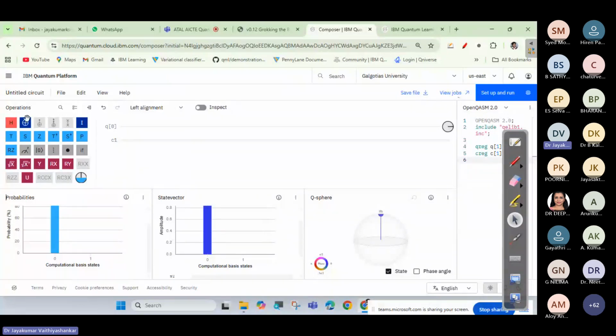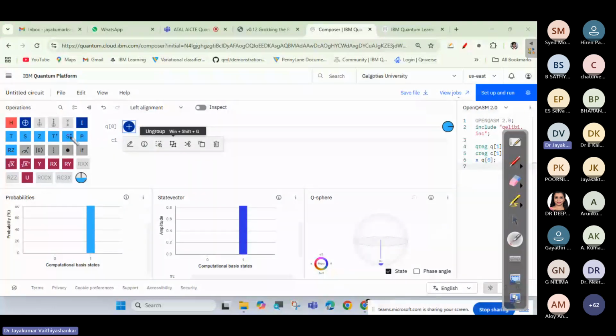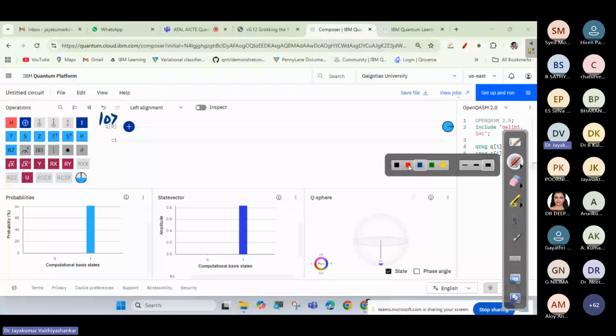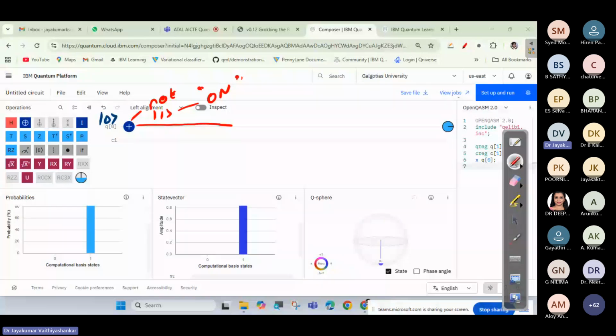Okay. If you are implementing the NOT gate, this is your NOT gate. The second gate is called the NOT gate. Drag and drop the NOT gate onto Q0. So what happens? Initially state 0. Now you applied the NOT gate. Because of the NOT gate, it will turn into state 1. State 1 means it is in the on state, so power supply will flow in this electrical wire.